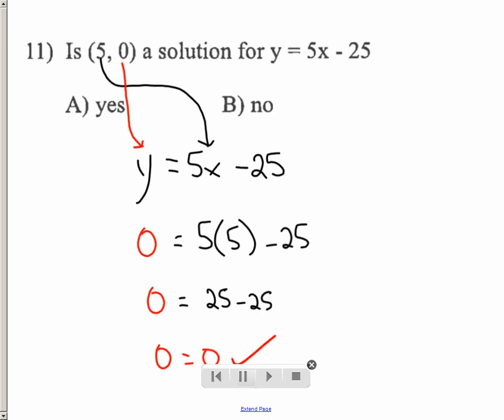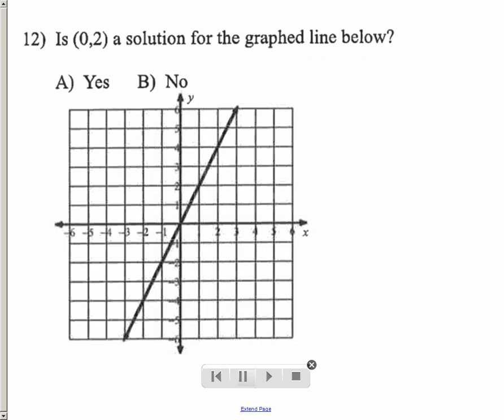And since 0 does equal 0, we know that yes, it is a solution. I like these because they're fairly simple. Basically, you go and you graph this given point, this ordered pair, you put it on this graph down here, and if it's on the line, it's a solution. If it's off the line, it's not.